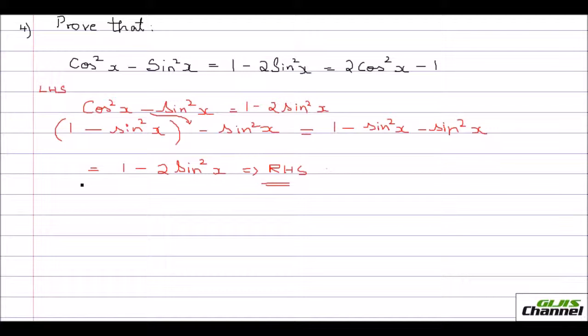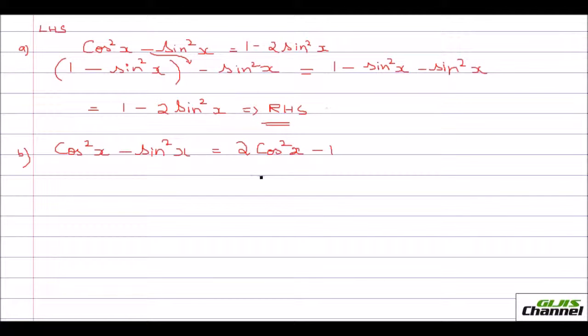sin square x. Now you are going to prove the second one, where you say cos square x minus sin square x is equal to, this time on your right it is 2 cos square x minus 1. Here we go. I have always told you, just keep an eye on your right side and try to take your left hand side towards the right. So we have cos square on our right. So this time I am going to convert the sin square into cos square.